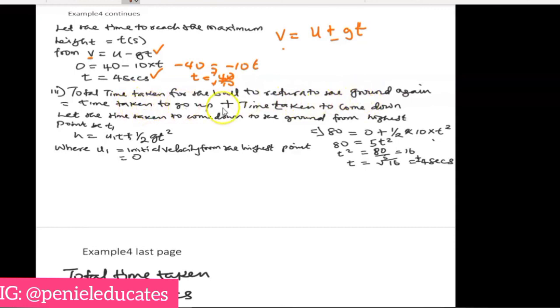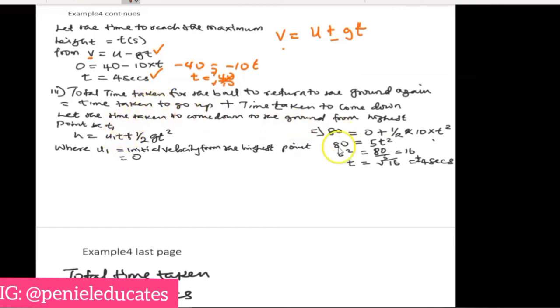Time taken to go up plus the time taken to come down. Now let the time taken to come down to the ground from the highest point be t. That's the total time taken to come down from the highest point.